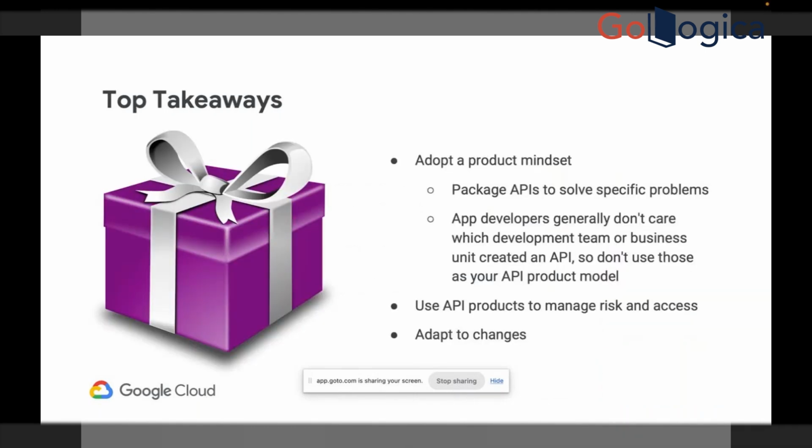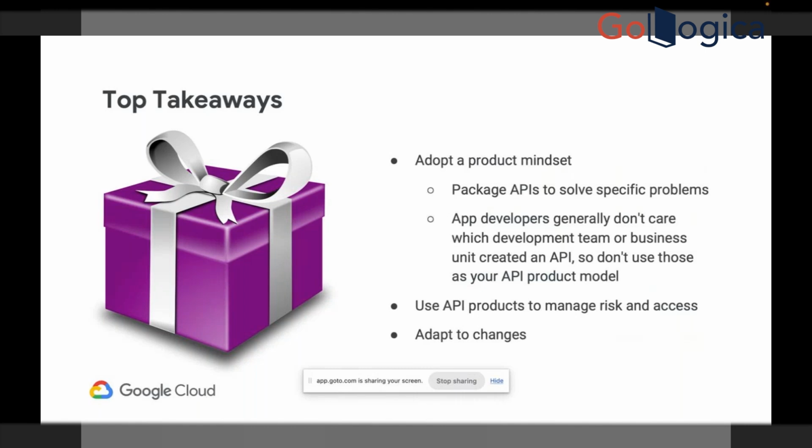So the top takeaway from here is, you have to adopt a product mindset. You have to package APIs to solve specific problems. And obviously the app developer won't care which department or which business unit is building your APIs. So we cannot create an API product based on the business unit, right? We should create a product from the consumer point of view, and we should not create a product from a business unit point of view.